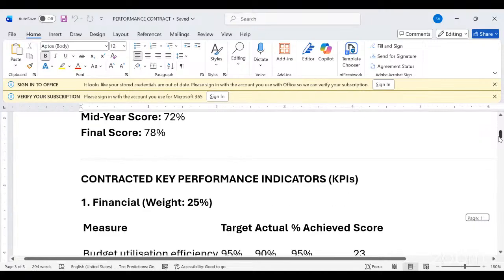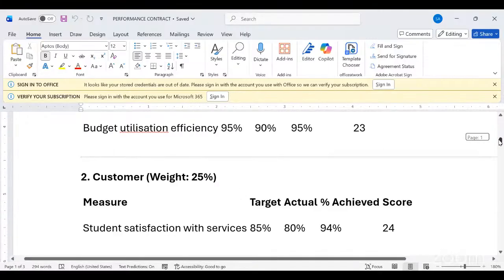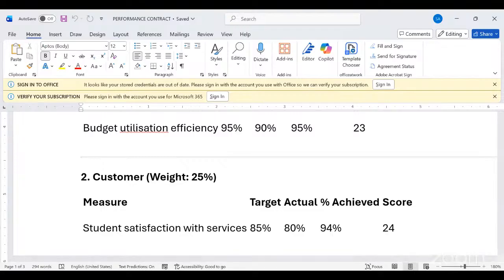The ones I have seen are usually in an Excel template, but this is how it looks. So let me quickly go back to the presentation and then I can share with you.